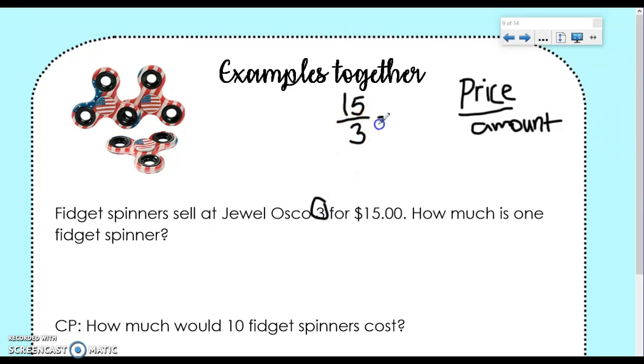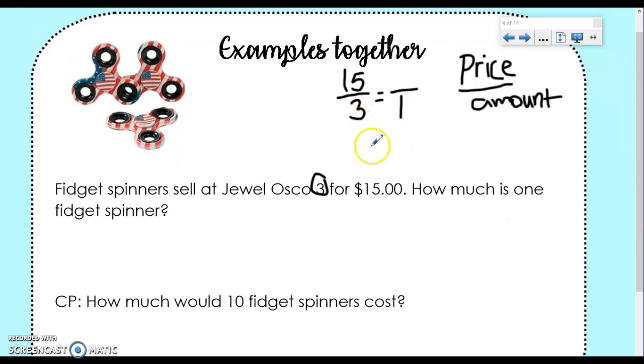So how can I figure out how much would be in one? How would I get from 3 to 1? To get from 3 to 1, I know I need to divide by 3 because I'm trying to figure out how much one fidget spinner is. And if I divide by 3 on the bottom, I need to divide by 3 on the top. And 15 divided by 3 is 5. What does that mean? It is $5 for one fidget spinner.